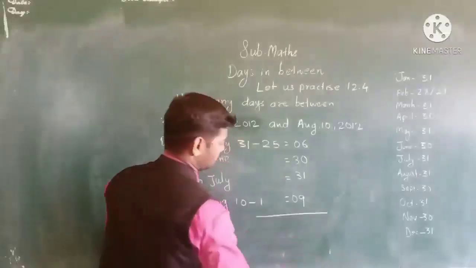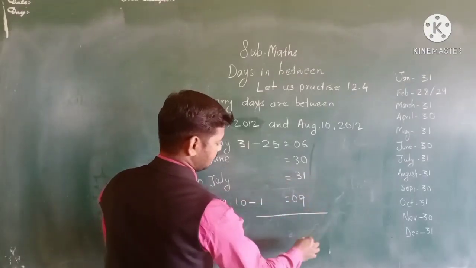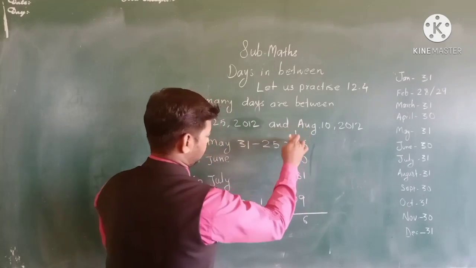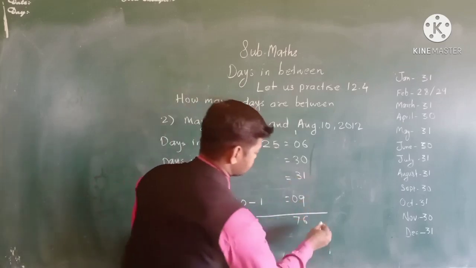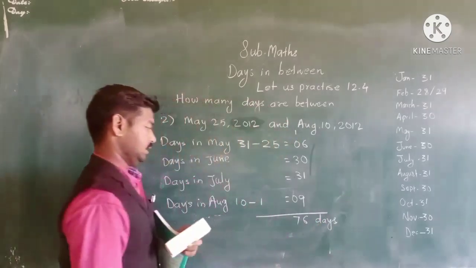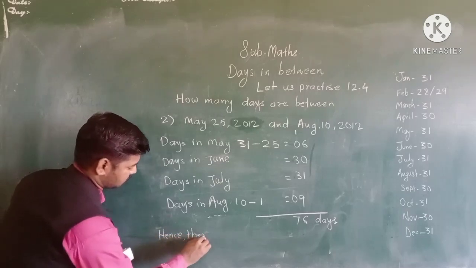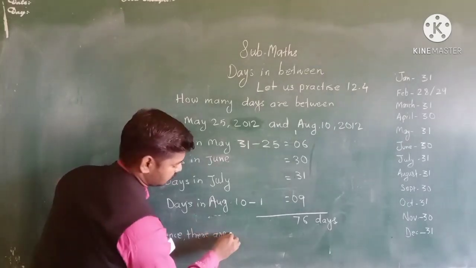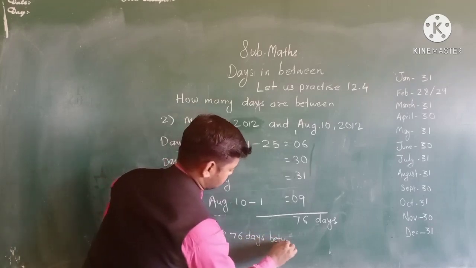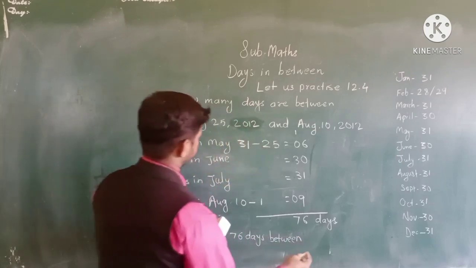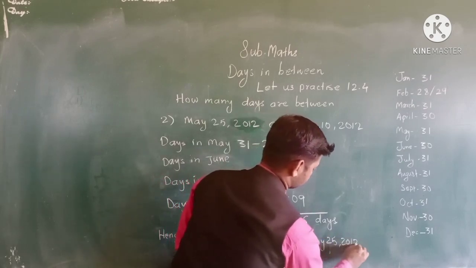Then we have to do the sum of this number of days. Then 6 plus 1, 7, and 7 plus 9, 16. 16 plus 6, carry 1. 1 plus 3, 4. 4 plus 3, 7. Okay? So it will be 170 days. Then we write there are 170 days between May 25, 2012.